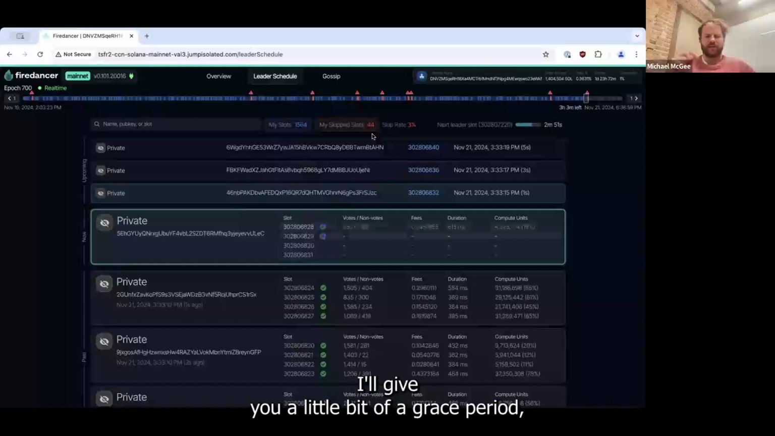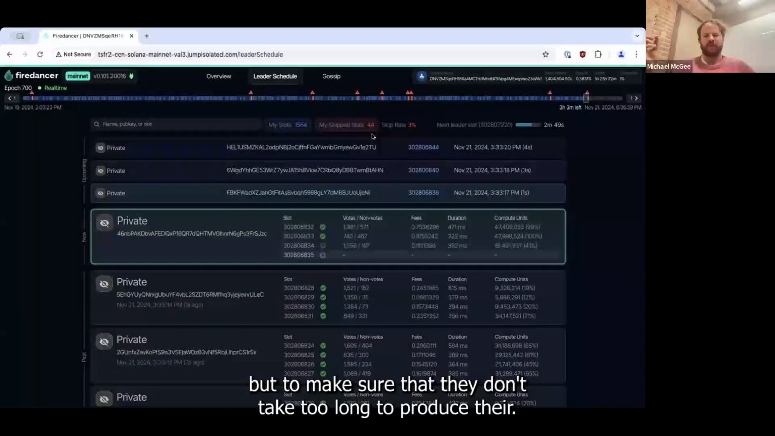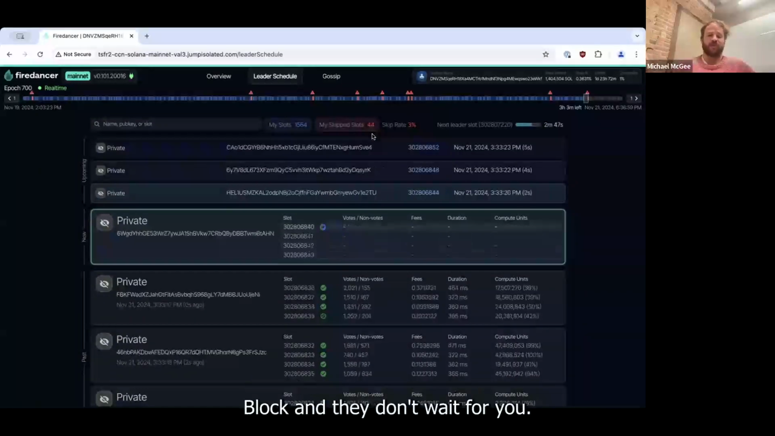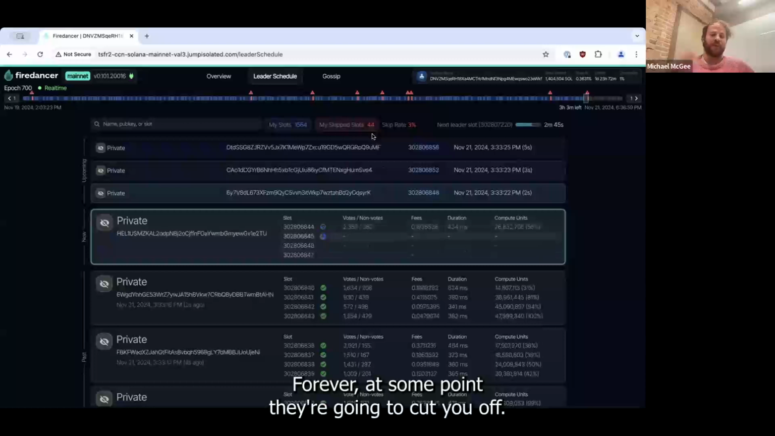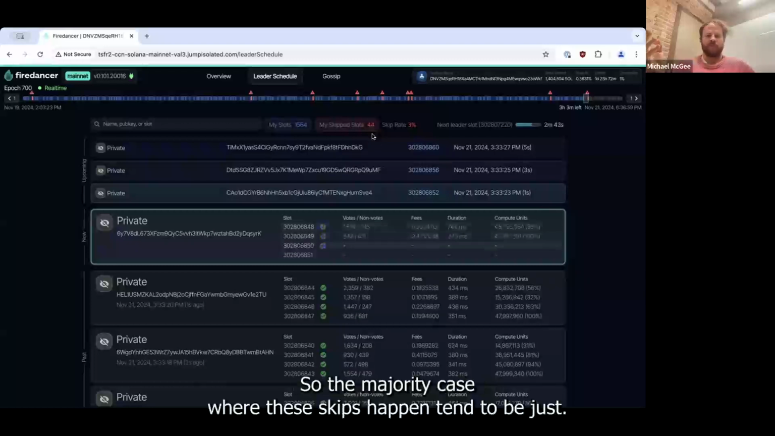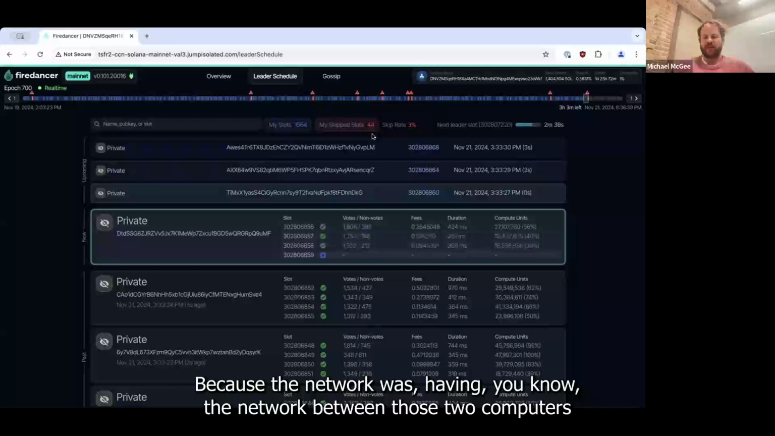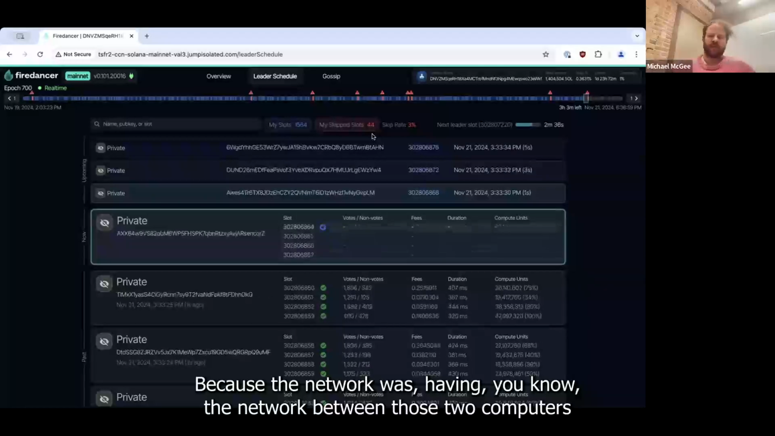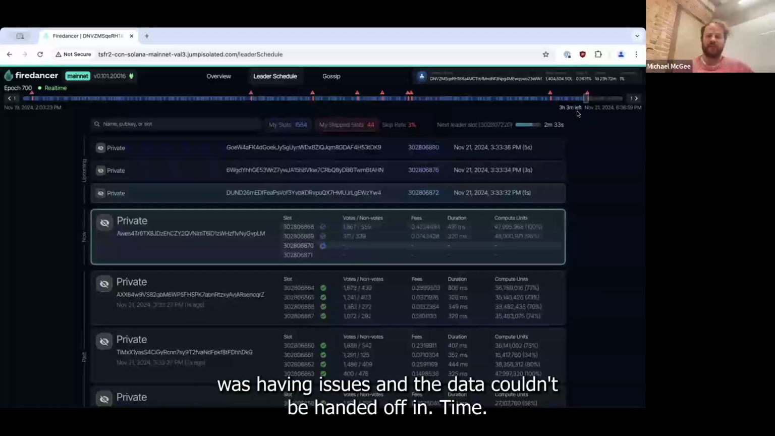And they'll wait. They'll give you a little bit of a grace period. But to make sure that they don't take too long to produce their block and they don't wait for you forever, at some point they've got to cut you off. So the majority case where these skips happen tend to be just because the network between those two computers was having an issue and the data couldn't be handed off in time.